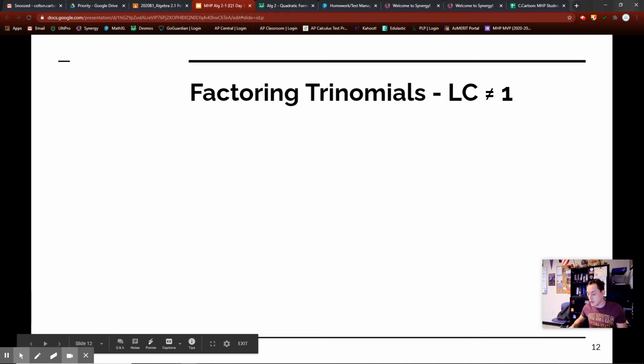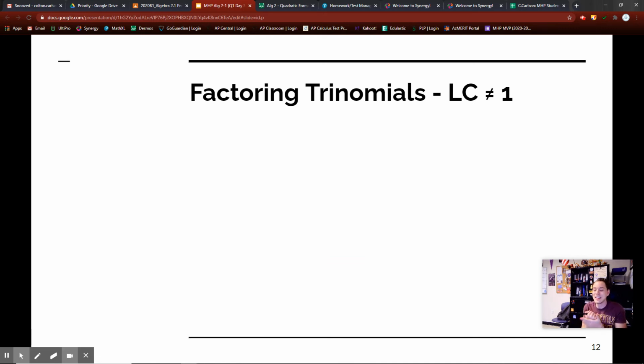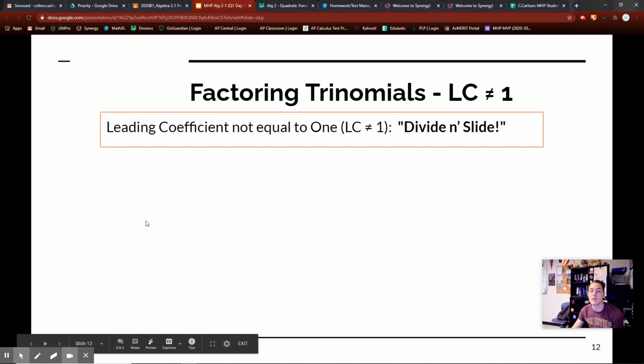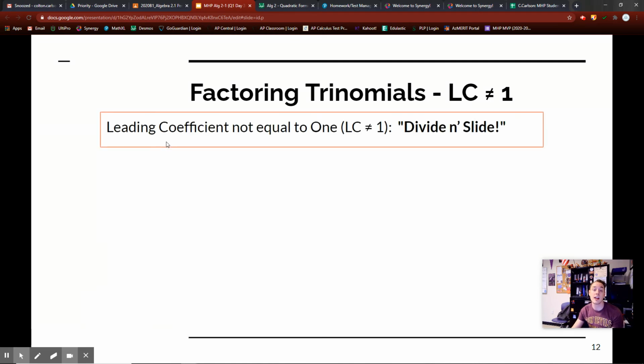That was with leading coefficients equal to 1. What if I have a leading coefficient not equal to 1? Meaning I have a leading coefficient that is not 1, such as a 2 or 3 or 4. We're going to be using the method of what I call the divide and slide method. That's what I'm going to call it. It's called the divide and slide method.